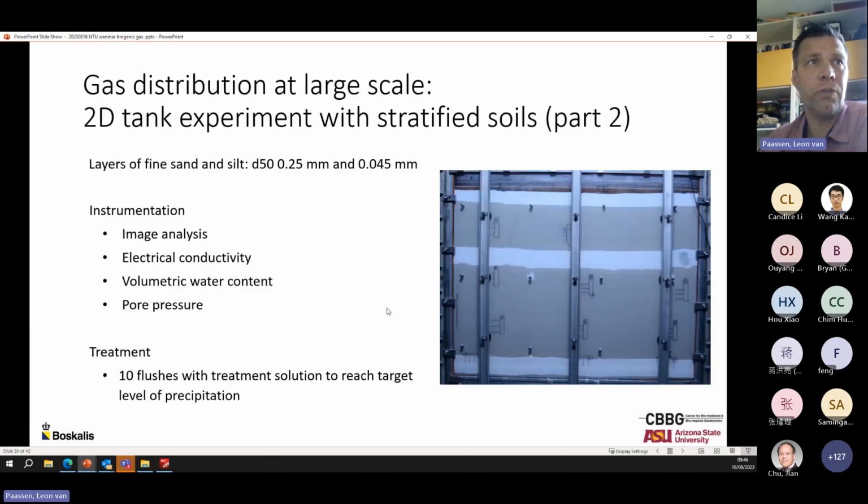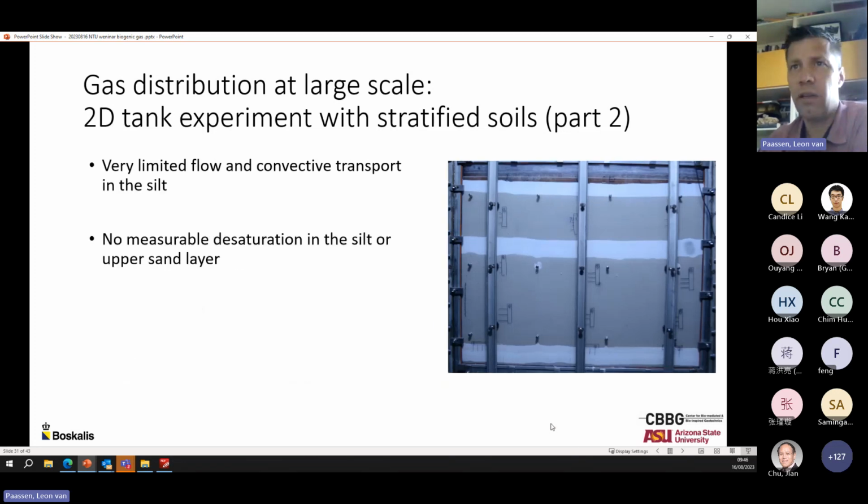This is actually results of some very recent experiments which are not published yet. So we repeated the same thing, but now with silt and sand layers, and we only inject in this sand layer here. So this is a fine sand and this is a silt, and then another fine sand, but which is not injected in, and then another silt.